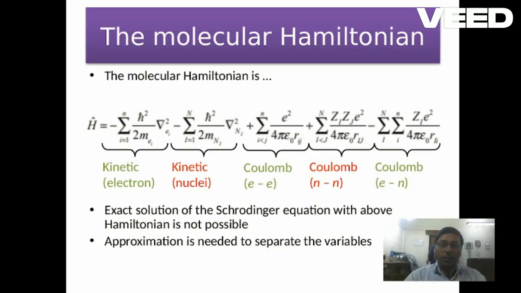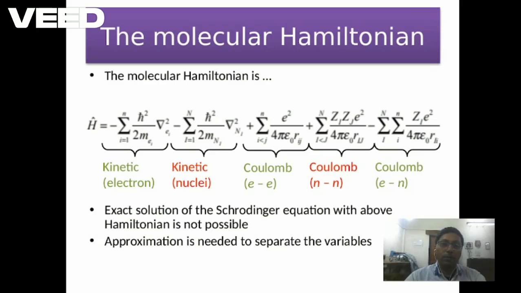Now the Hamiltonian is very peculiar in the case of molecules. This is the molecular Hamiltonian, which you can see. The Hamiltonian consists of five parts. First part is the kinetic energy of electrons, all the electrons which are moving in the atoms. Second is the kinetic energy of nuclei. Third is the Coulomb interaction between electrons. Fourth is the Coulomb interaction between nuclei, and fifth is the Coulomb interaction between electrons and nuclei.